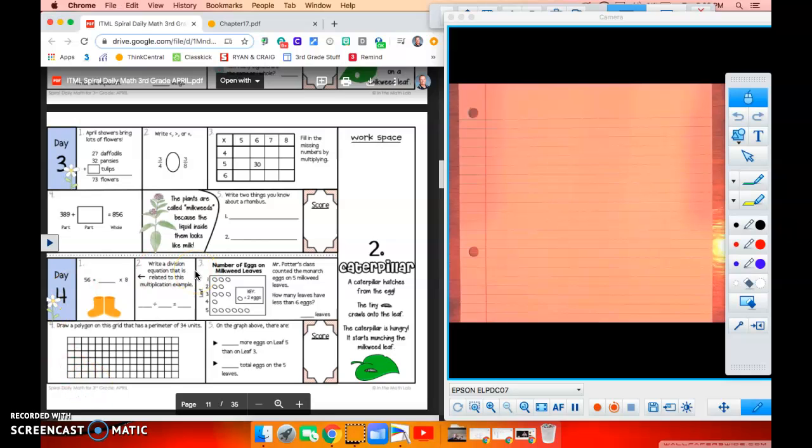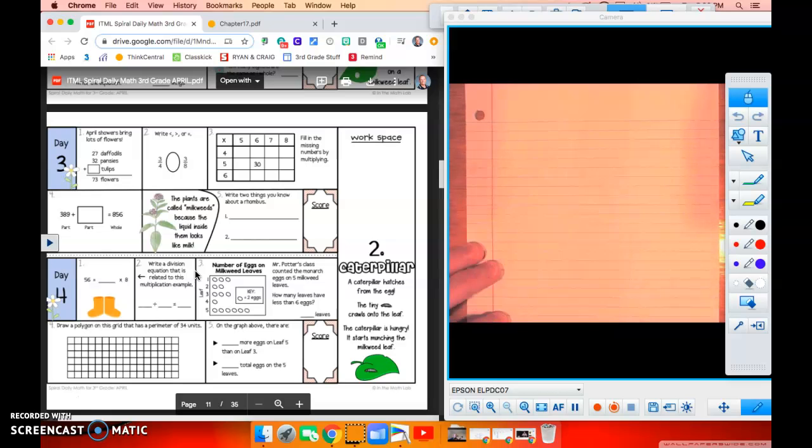Number 1. April showers bring May flowers, or bring lots of flowers. So if April showers bring May flowers, what do May flowers bring? Answer later. Number 1 here: 27 daffodils and 32 pansies, plus some tulips, which we don't know, but we do know the total is 73 flowers.